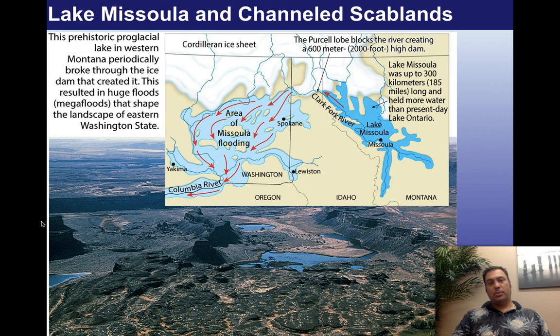At some point, the lake began to overflow that ice dam and began to cut down through it, or maybe catastrophically cut down through it. Some people think that maybe a volcano erupted and rapidly melted it. Whatever it was, this 2,000-foot high ice dam was breached very, very rapidly, and Lake Missoula drained very quickly.